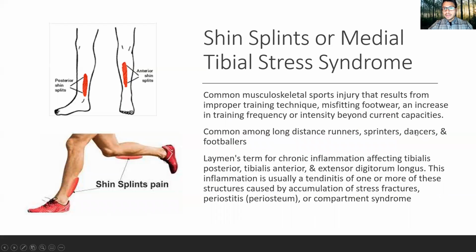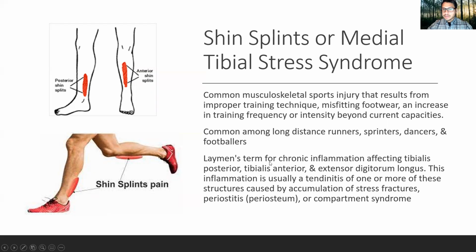Shin splints, or medial tibial stress syndrome, is a common musculoskeletal sports injury that results from improper training technique, misfitting footwear, or an increase in training frequency or intensity too soon or beyond your current capacity. Common among long distance runners, sprinters, dancers, and footballers, basically anyone who is athletic.